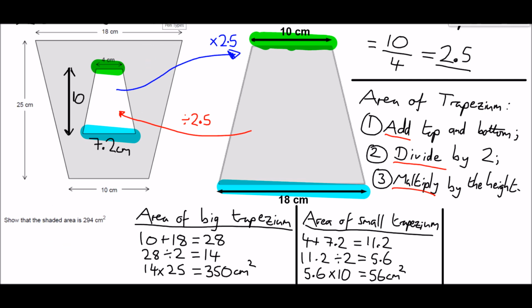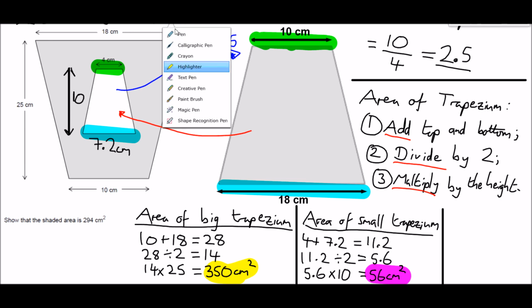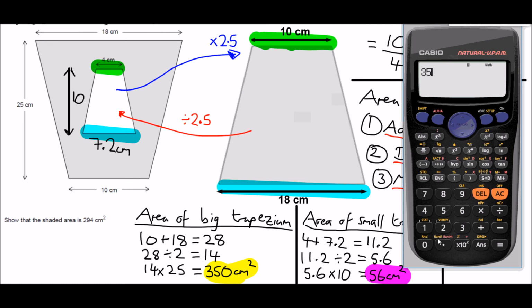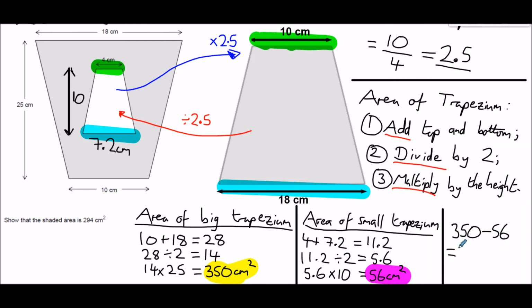We want to work out the shaded area. You can think of the shaded area as the whole of the big one, which is 350 cm squared, with the little one cut away from it. So it's 350 take away 56. If we work this out on our calculator, we get 294, which is what we wanted to prove all along. 294 centimeters squared as required.